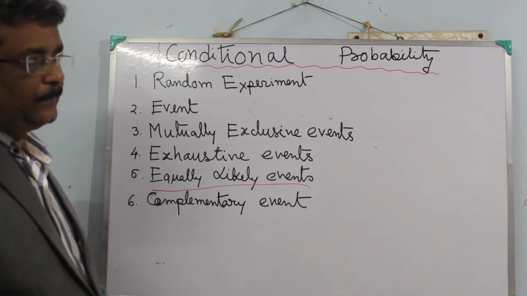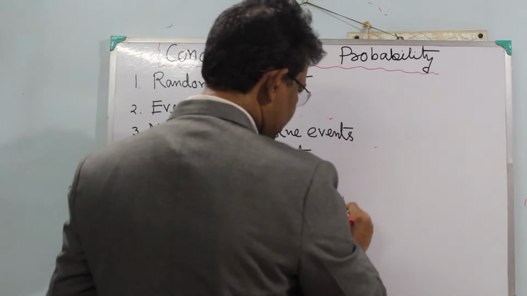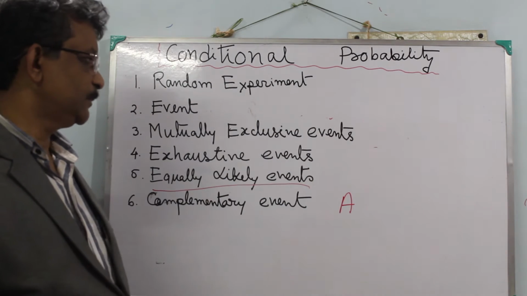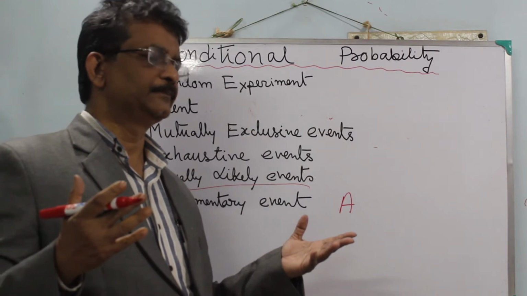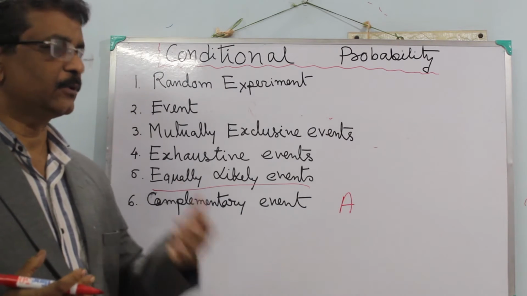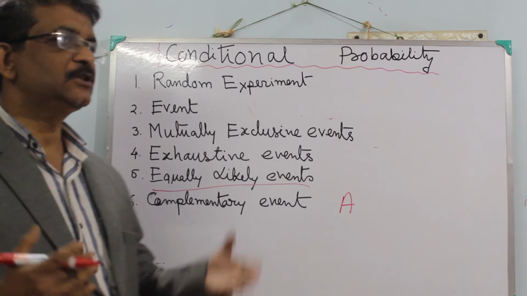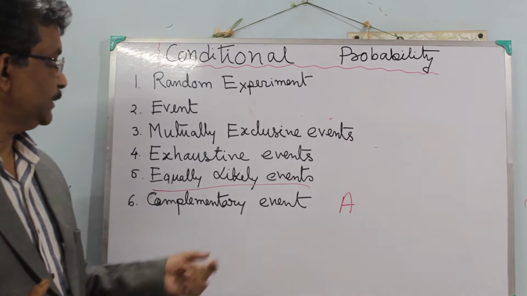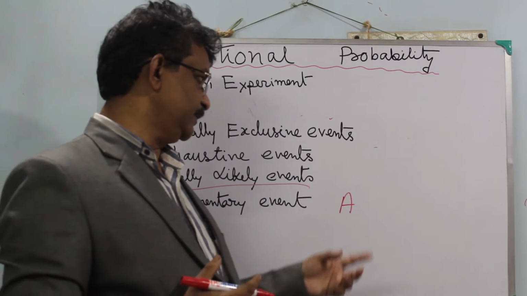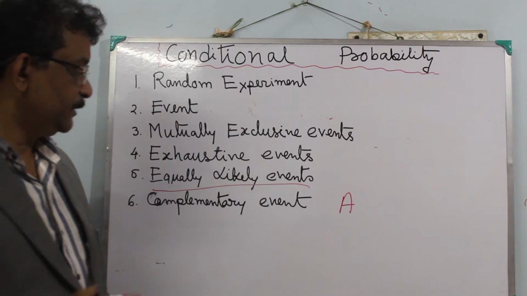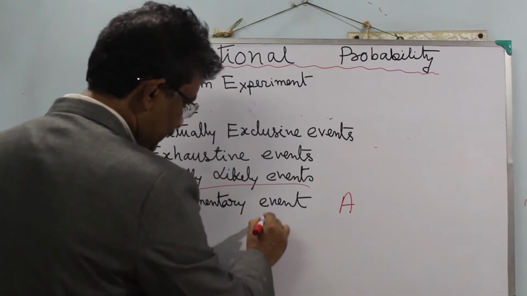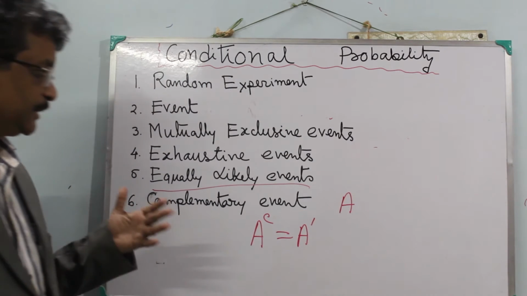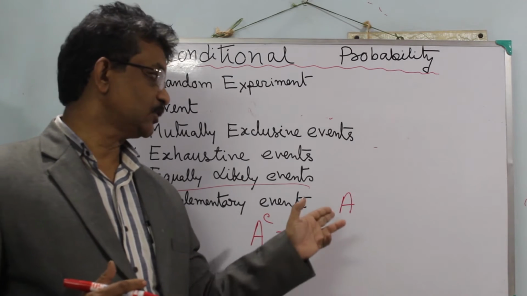Complementary event. If A is an event in a random experiment, it may be getting a head in tossing a coin, or it may be at least one head in tossing a coin. Whatever it is, A is an event. If A is an event connected with a random experiment, then A complement or A dash is the event of non-occurrence of A.